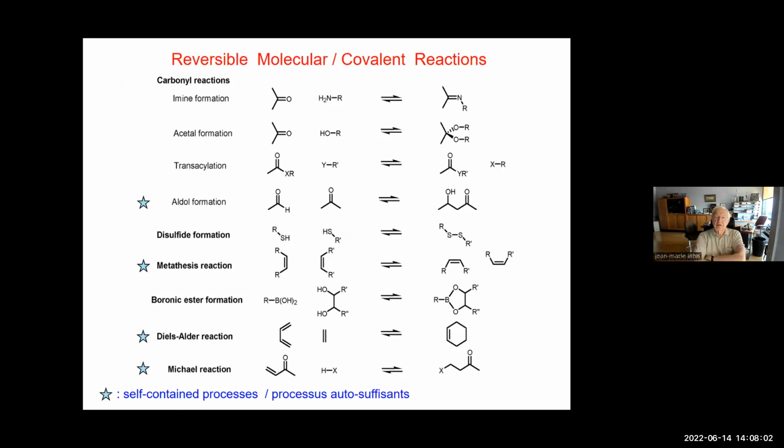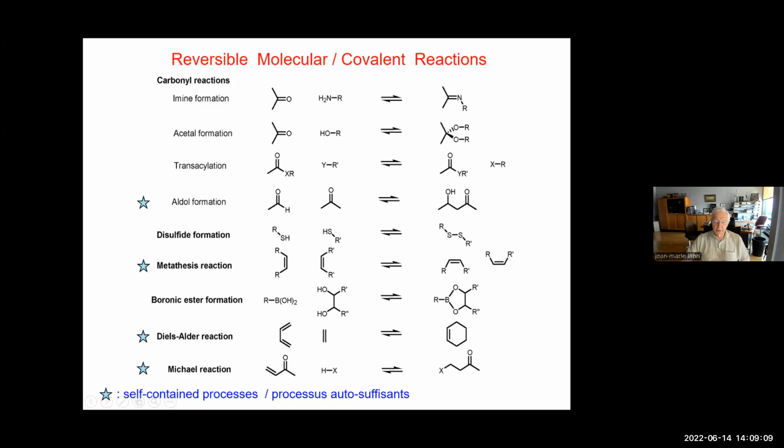On the other hand, what about reversible covalent reactions? If we want to develop molecular covalent dynamic chemistry, we have to look for reversible covalent reactions, like formation of imine double bonds from a carbonyl and an NH2, or acetal formation by addition of an alcohol on a carbonyl, or transacylation, also aldol formation, where the condensation occurs as in the aldol condensation, you know that, all of that. Disulfide formation, which is interesting because that's a redox reaction, and here we need to have something outside which oxidizes or reduces, because you go from left to right by oxidizing, and from right to left by reducing. Metathesis reactions, shown here, boronic acid, Diels-Alder, Michael reaction.